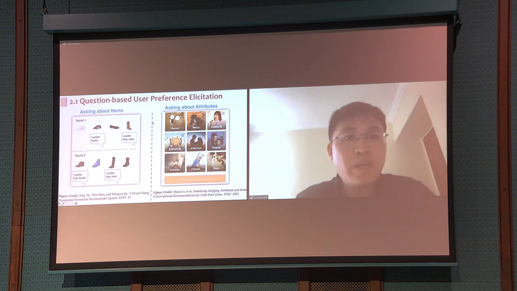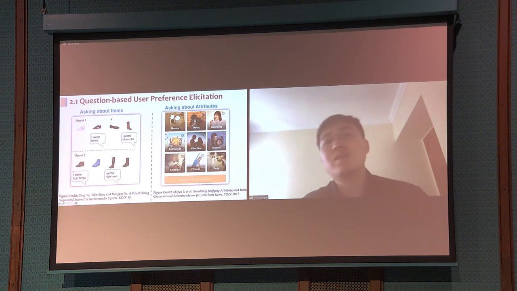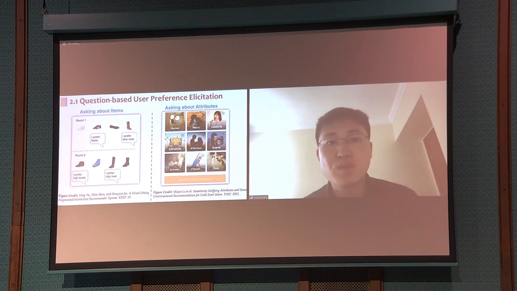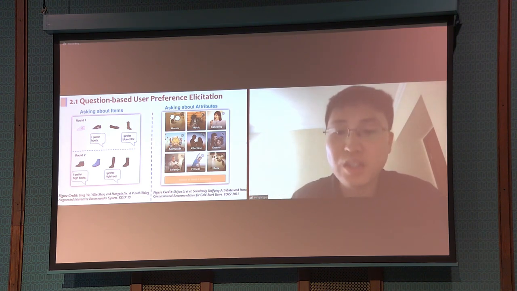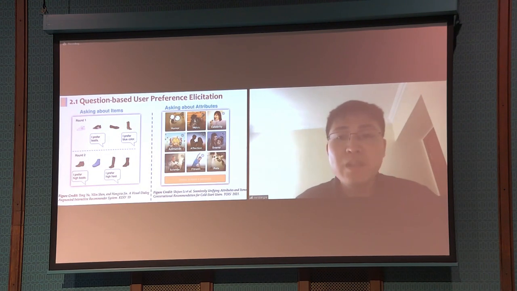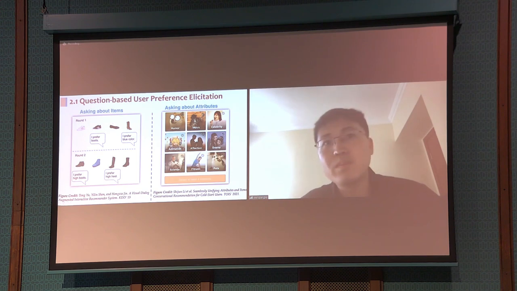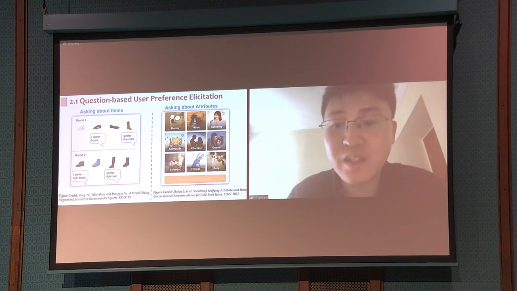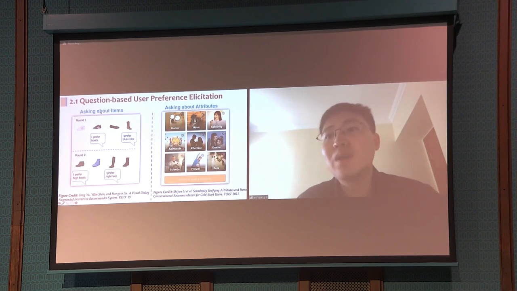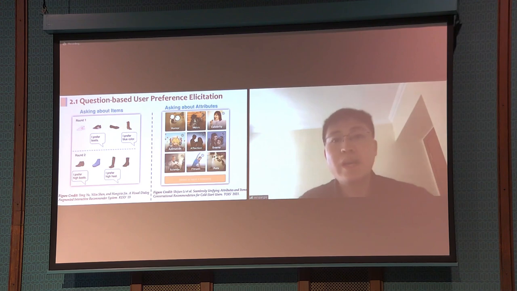Basically, we summarized two most important types of questions. One is asking about items. This means the system continuously displays items to the users to ask them to select whether they like it or not. Once the system gets the user feedback, the system will update and estimate the user preference again for the next turn of recommendation. So this is asking about items. Before the emergence of conversational recommendation systems, asking about items was also known as interactive recommendation. This is the first type of question to ask.